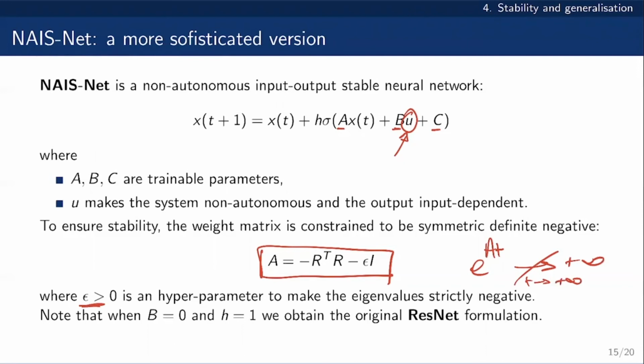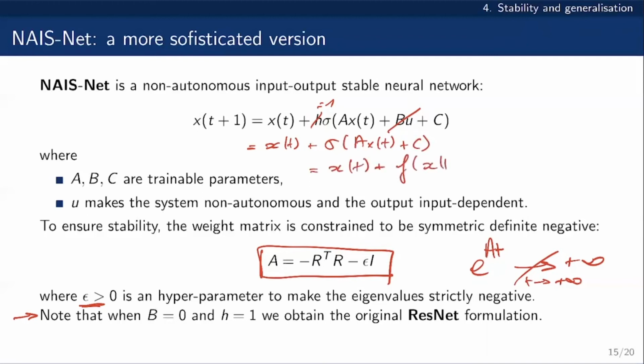And an exercise we can try is that by taking b equal to 0 and h equal to 1, you can find the original form of the ResNet, x of t plus 1 equals x of t plus a function f of x of t and theta t, where the parameters here are A and C.